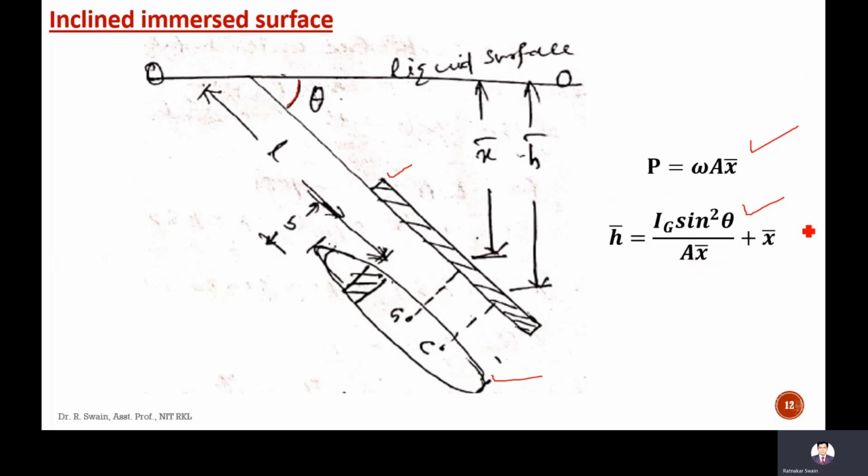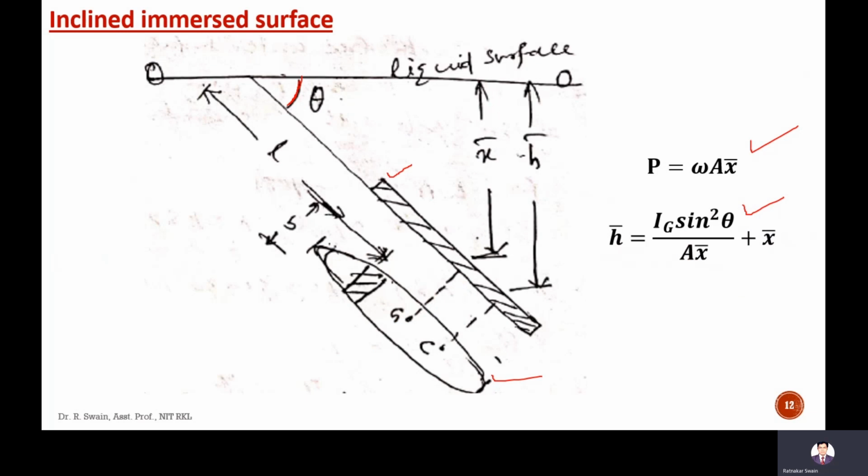This is the theta. Sine square theta divided by A X bar plus X bar. A is the area of this surface, and X bar is the distance of CG from the liquid surface.